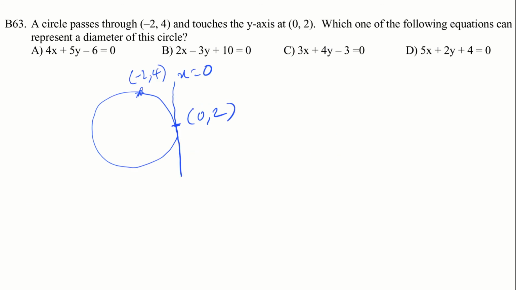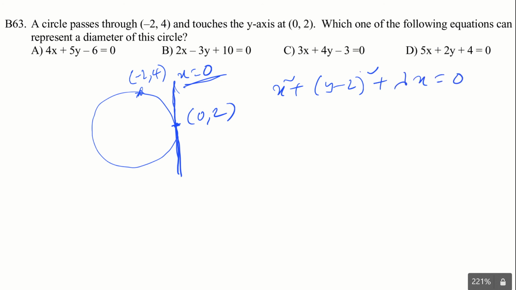Now in this problem, the required circle is touching the y-axis. Y-axis means the equation x equal to 0, at (0, 2). Now we know that any circle touching the y-axis at (0, 2) is of the form x² + (y − 2)² + λx = 0. Now it is given that it is also passing through the point (−2, 4).